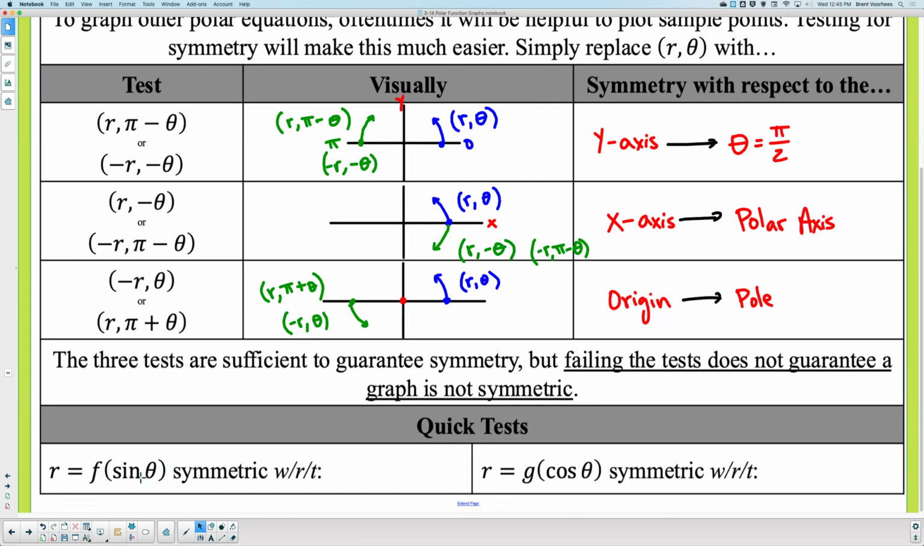Sine. Sine is what letter again? Sine is y. Sine will always have symmetry with respect to the y-axis, which in polar, what is another name for the y-axis? Theta equals pi over 2. Perfect. And cosine. Cosine is what letter? X. Therefore, any cosine graph will have symmetry with the x-axis, also known as the polar axis. There you go. That's symmetry.